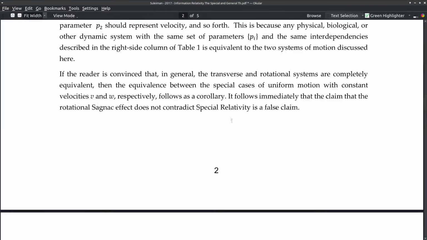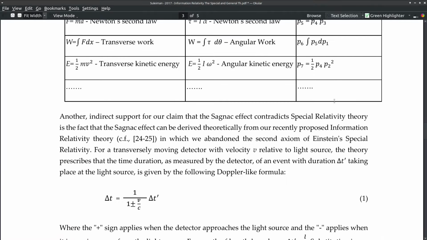If the reader is convinced that, in general, the transverse and rotational systems are completely equivalent, then the equivalence between the special cases of uniform motion with constant velocities nu and omega, respectively, follows as a corollary. It follows immediately that the claim that the rotational Sagnac effect does not contradict special relativity is a false claim. Word.